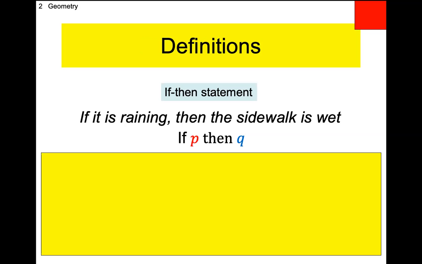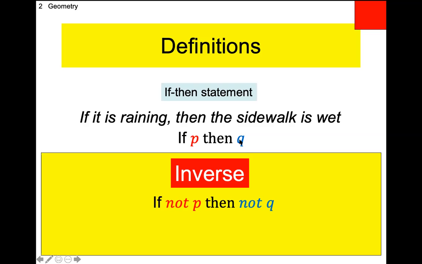So back to our if it's raining, then the sidewalk is wet, that's our conditional. We have this construction called an inverse. In an inverse, we do not switch the P and the Q, we negate both of them. By negation, I mean we literally put a not in front of them. So if P then Q, the inverse of that statement would be if not P, then not Q. It's kind of weird the way that we talk about it, but once you do it a bunch of times, it becomes old hat and you become used to it.